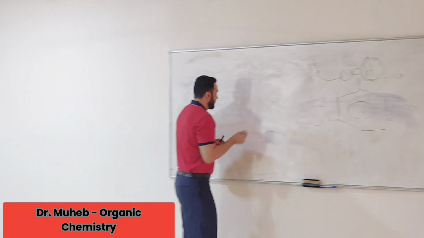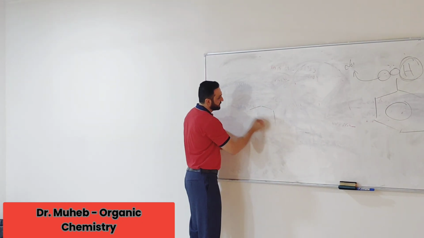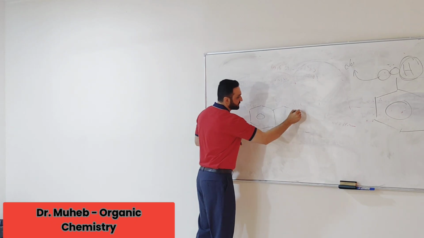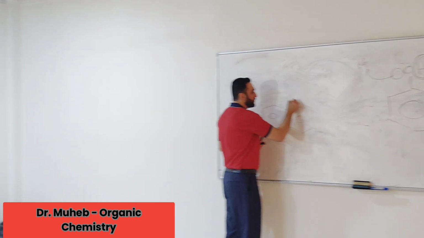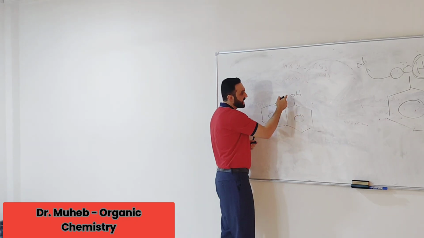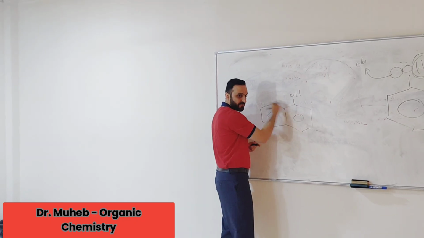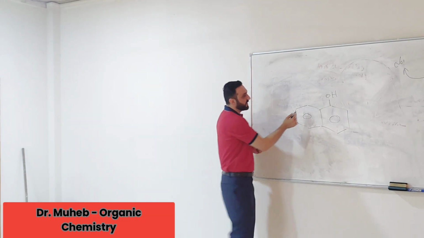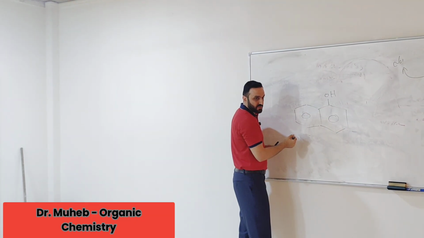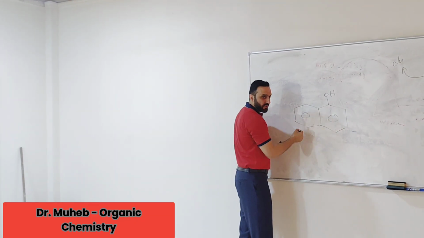Okay, so now this is naphthalene, okay? And if you have a hydroxyl group here, this hydroxyl group will be a phenolic on the naphthalene. It will be naphthol, okay? So now this is what? Aromatic compound, yes? Aromatic compound, phenol.